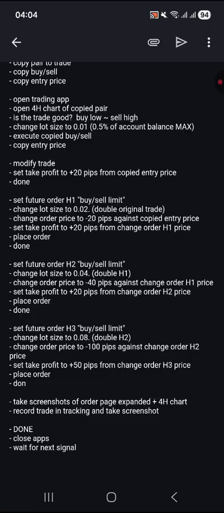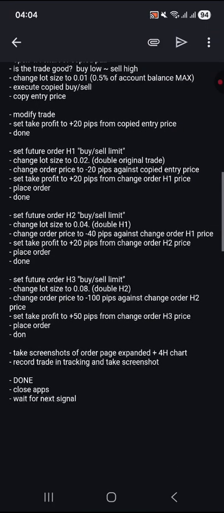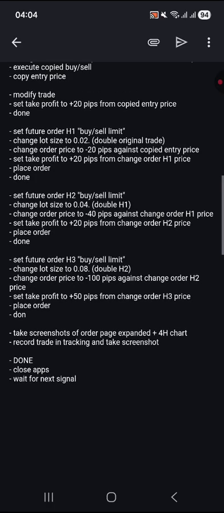I copy the entry price. I go in and modify the trade, and I set the take profit to 20 pips from the copied entry price. And then I submit that. So that's done. And then that's the original trade. Now, if the price goes against me, I want to set 3 hedge orders, and I want to double the lot size on each one.